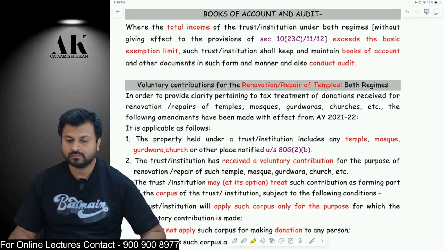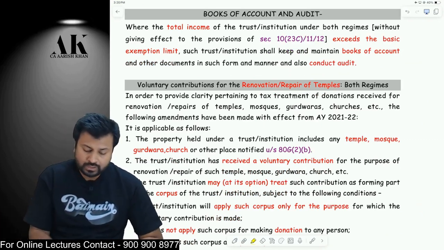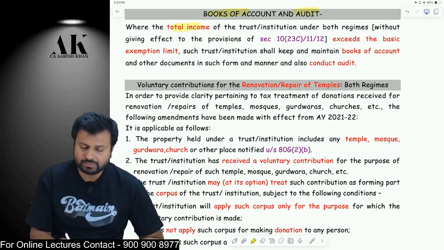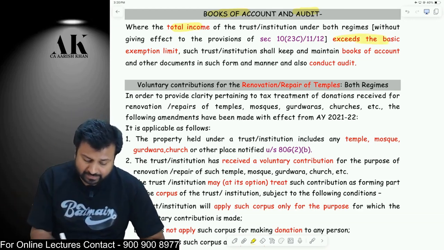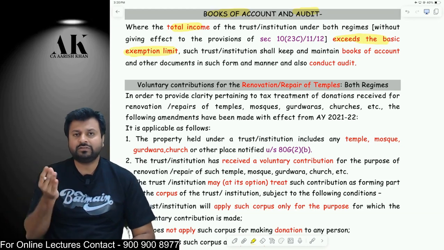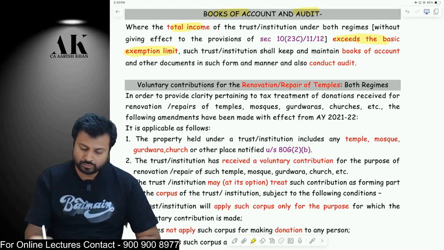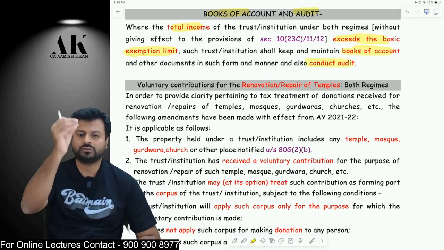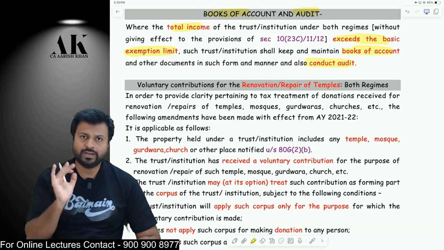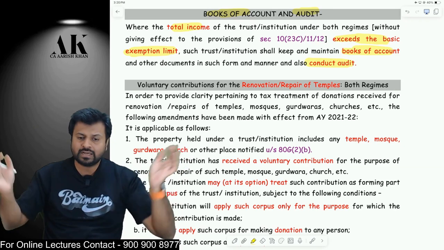Okay. Now, next few procedural points. After that, we are done with this chapter. Then we'll go ahead with the exit tax provision, which is also very, very important. Books of accounts and audit requirement. If the total income of the trust before giving the exemption exceeds the basic exemption limit, so before giving the exemption, if your income is more than 2.5 lakh rupees, or 3 lakh in the new regime, then you are supposed to maintain books of accounts. Maintaining books of accounts is mandatory, and conducting audit is also mandatory. You have to do both the things. You have to maintain the books of accounts and conduct the audit when your total income before giving the exemption exceeds the basic exemption limit.